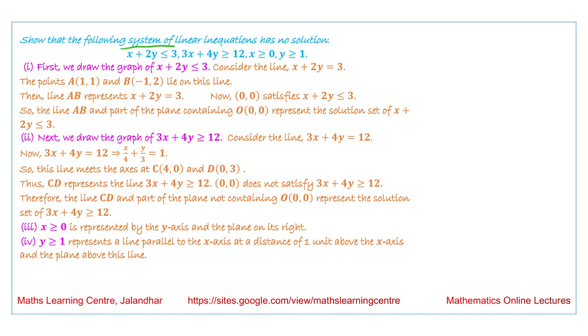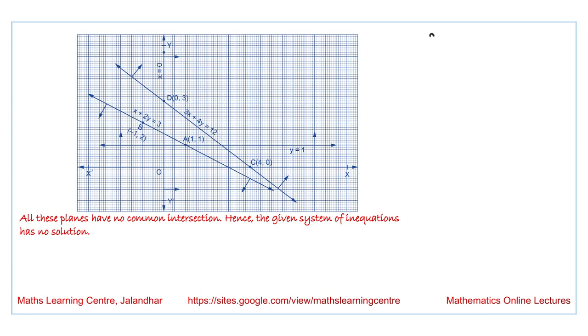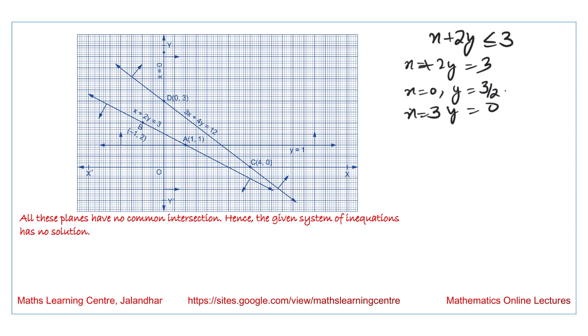Next, this is the system of inequations given to us. To solve this system, we are going to plot the lines corresponding to these inequations, considering the equality sign. The first equation we have is x + 2y ≤ 3. If we plot the line, we take x + 2y = 3. If we take x = 0, we obtain y = 3/2, and when we substitute y = 0, we obtain x = 3. If we plot the line corresponding to this, this is the line we have.